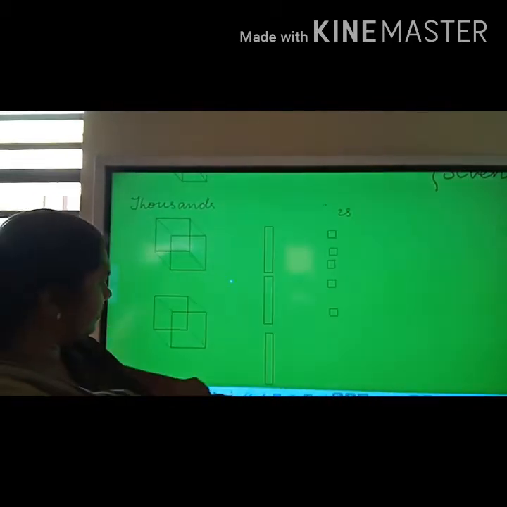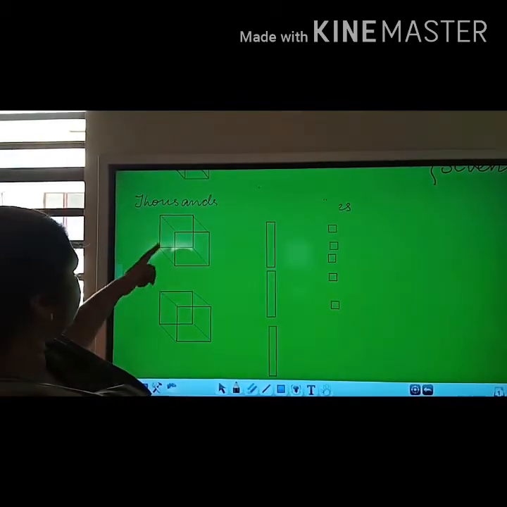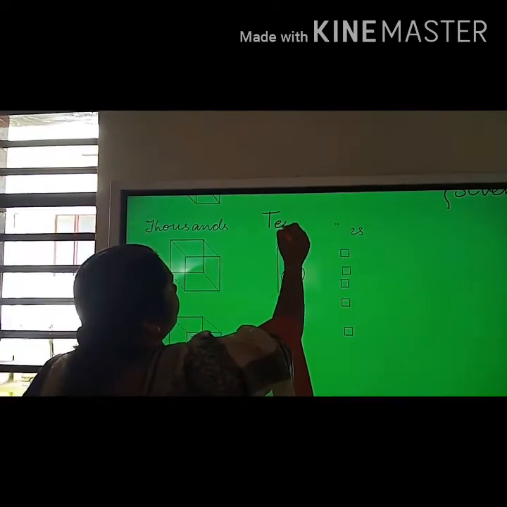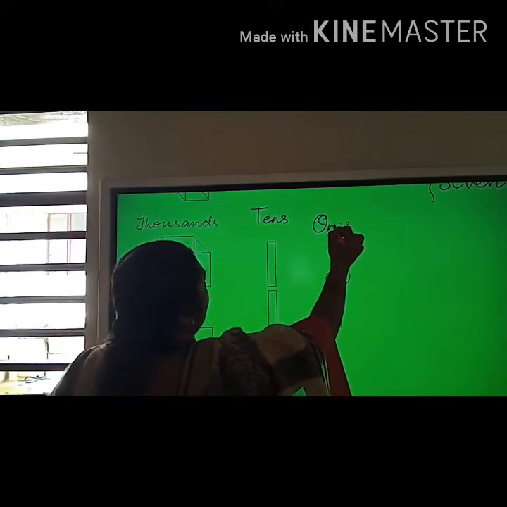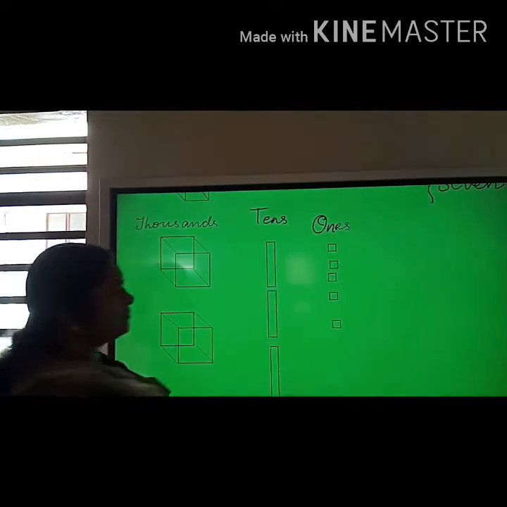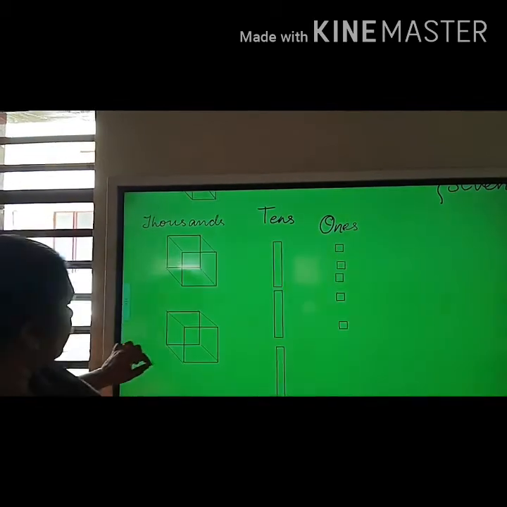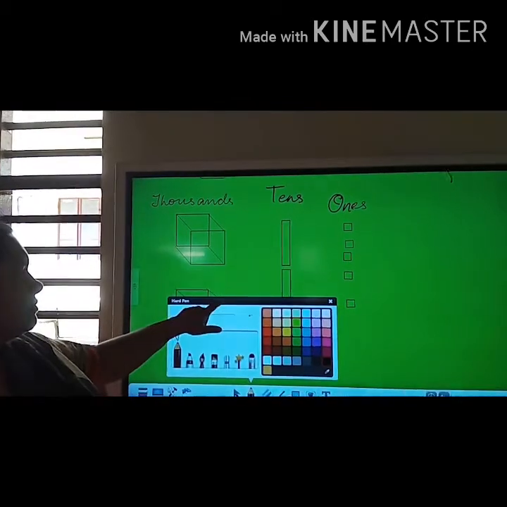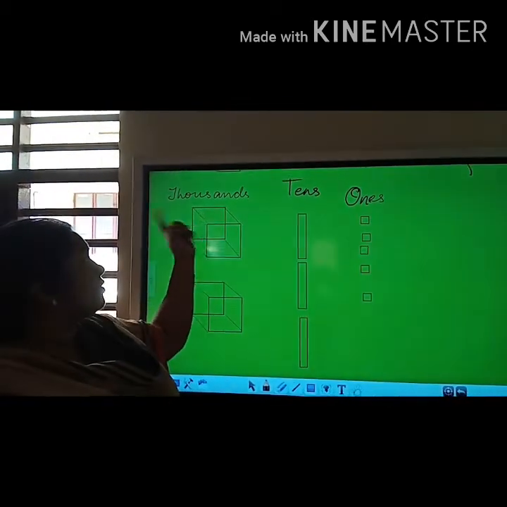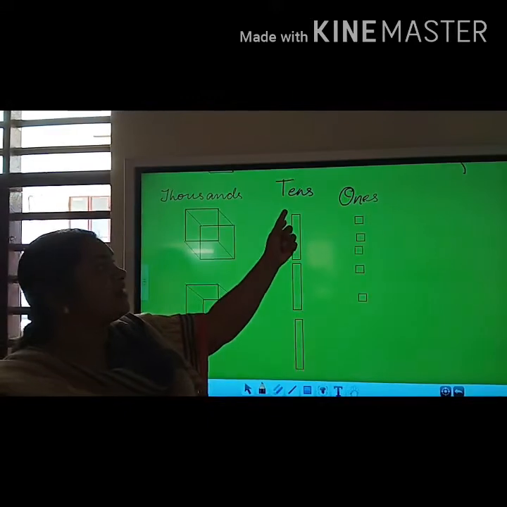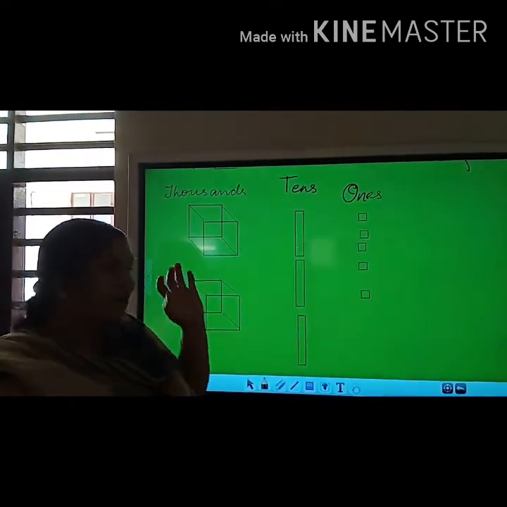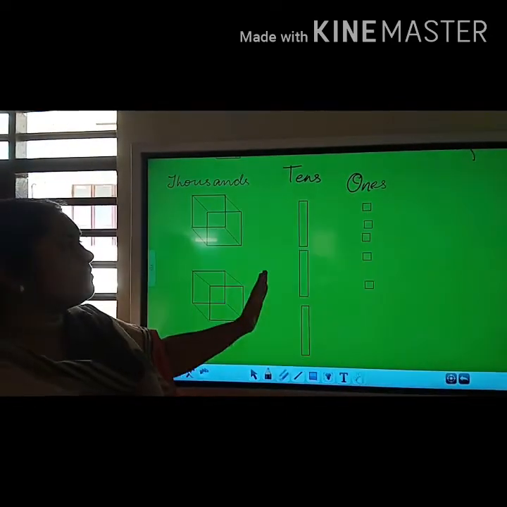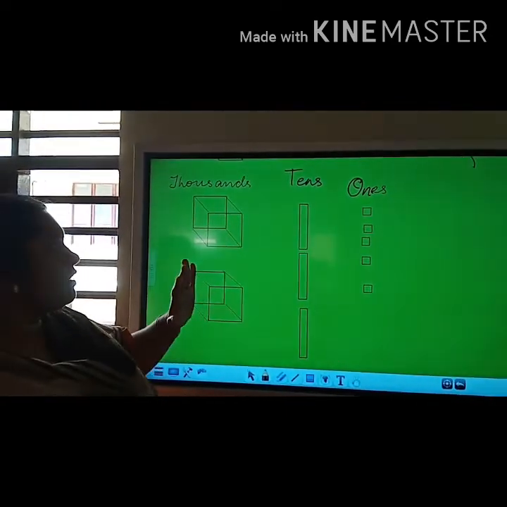Here these are given as thousands, and these two will be tens and ones. What is the speciality of this compared with the previous one? Here thousands are given, tens are given, and ones are also given, but no hundreds. No hundreds place given means there we have 0. So, what will be this number?